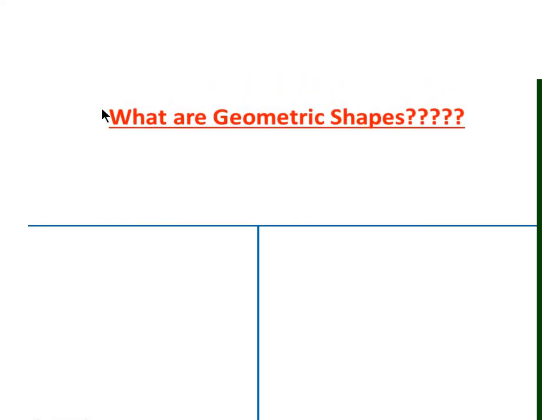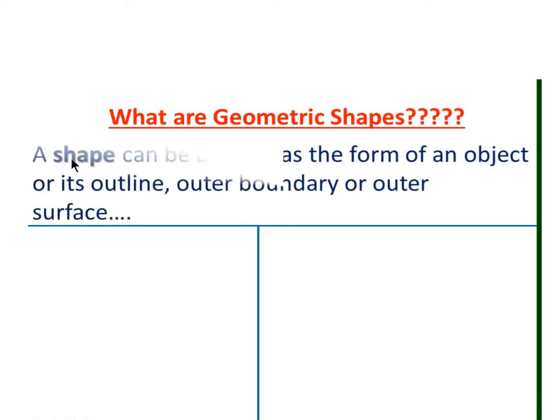First of all, we will do what are geometric shapes. A shape can be defined as the form of an object or its outline, outer boundary or outer surface. Shape is like an outline of any object, or outer boundary we can say.